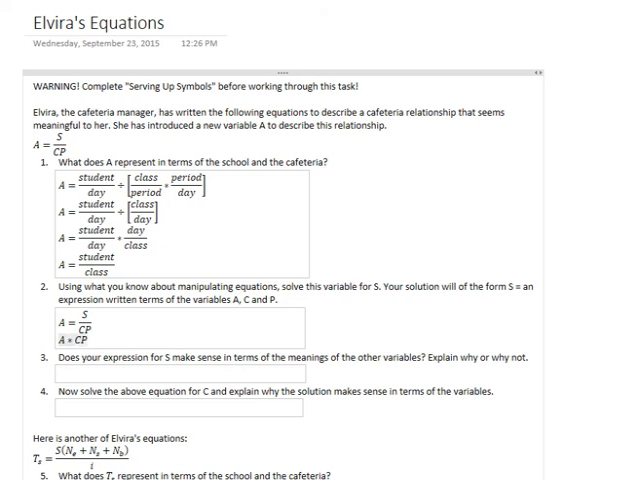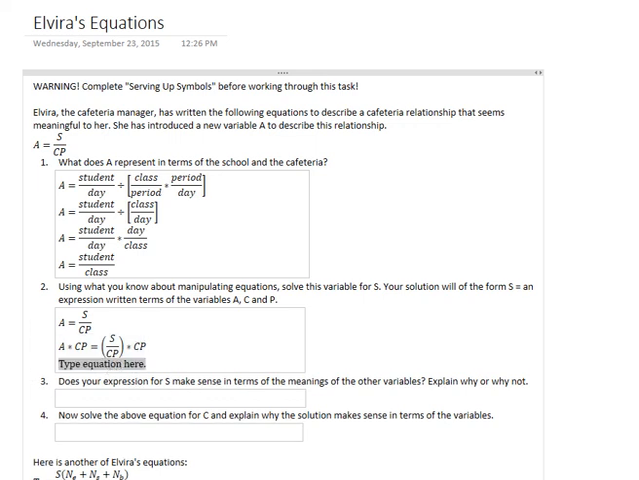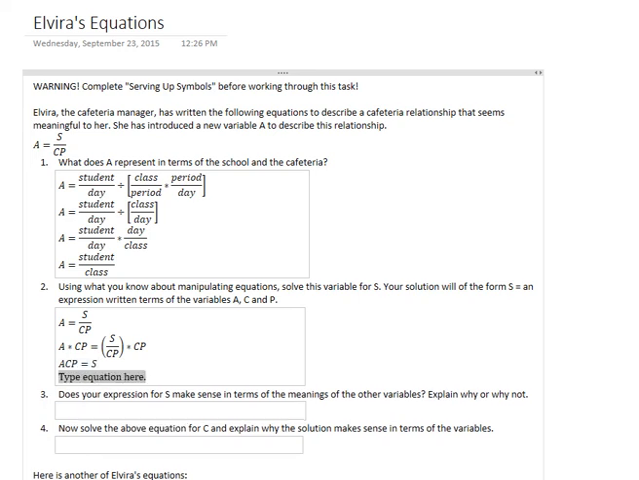We're going to multiply by CP equals CP times CP. Now remember that when we are undoing the division with the multiplication, all the CPs on the right-hand side of our equation actually cancel out, leaving us with ACP equals S. Or we can flip that around if we want to have it a little bit easier for us to read.